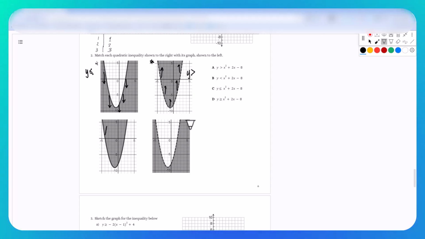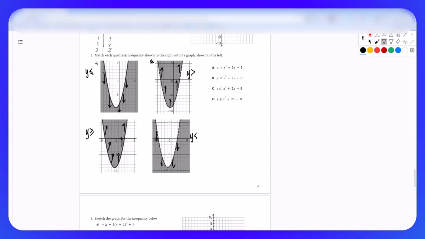Now with this one, it's the same. It's y is greater than, but more importantly here, it's a solid line. So that means y is greater than or equal to, and you've probably already guessed by now that this one is very similar to the first one. It's y is less than, but not equal to.